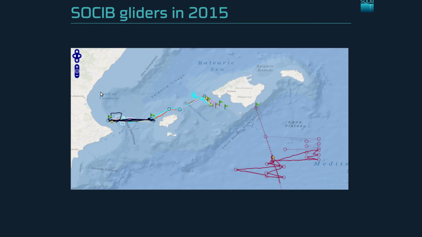This is the map of our deployments in 2015. Basically, we try to be in this area between the Spanish Peninsula and Ibiza, which is a very interesting region in terms of oceanography. Most of the time we try to have gliders there, but you can also see these strange tracks here. It was a mission to sample small eddies that we had seen through satellite data, to see what's inside the eddy, because with satellites you only see the surface, but to understand what's behind the surface you need to be in situ.